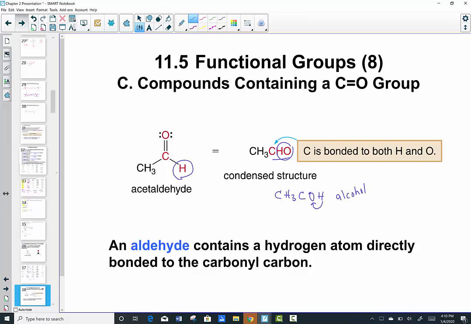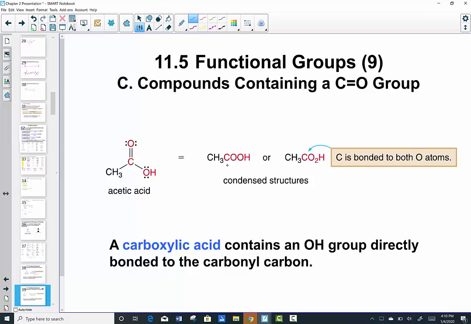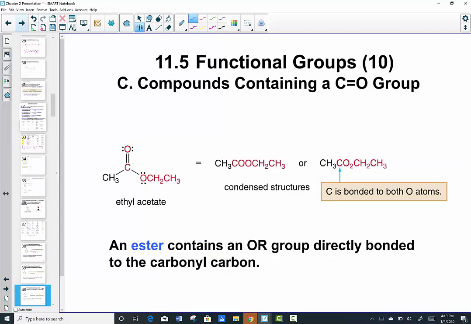Carboxylic acids, when I write in condensed structure, you see this COO. Sometimes you'll see it as CO2H. COOH lets us know that it's a carbonyl group bonded to the OH, a carboxylic acid. An ester such as ethyl acetate has the carbonyl carbon attached to an OR group, all as one functional group. So when you see that abbreviated, you'll see COO and then the remaining R portion, or you might see the two representing those two oxygens in a row.